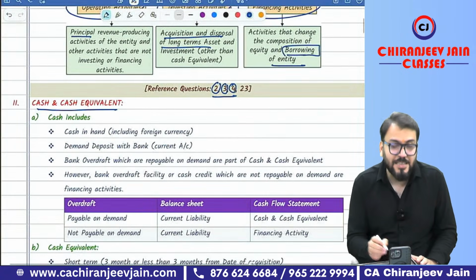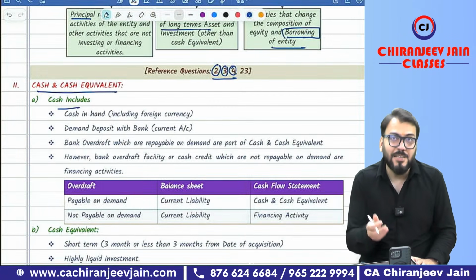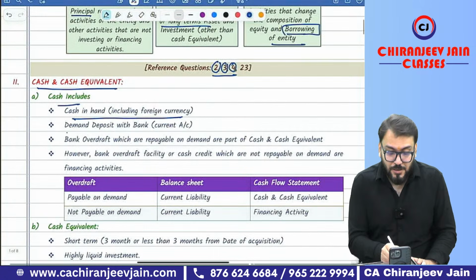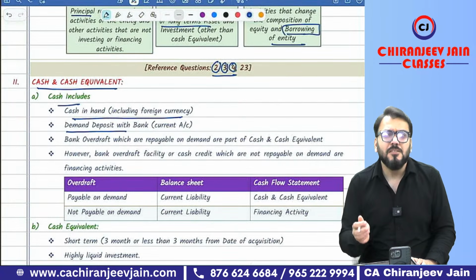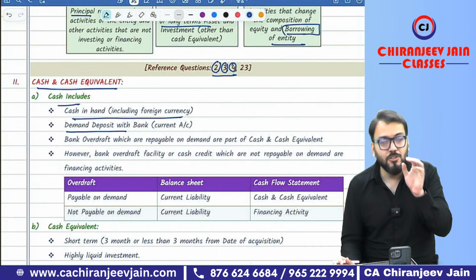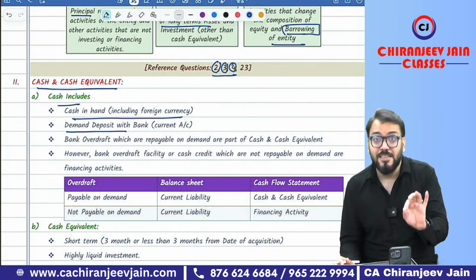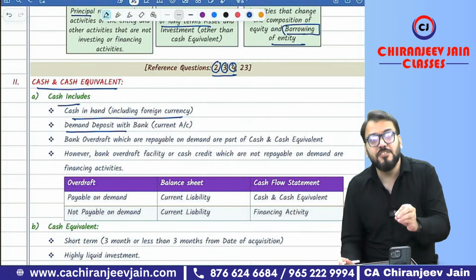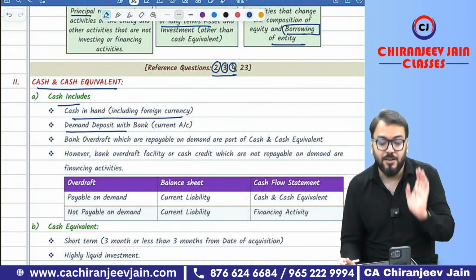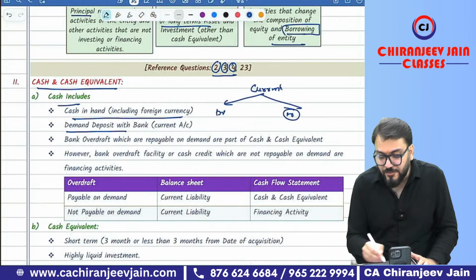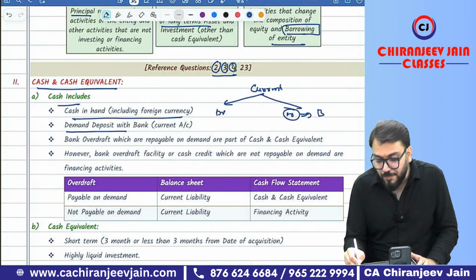So what is the meaning of cash and cash equivalent? Cash includes cash in hand, including foreign currency, and also any demand deposit with bank. Demand deposit is a current account. If you have any bank balance in a current account, that will be your cash. I am saying cash. Right now we are not discussing cash equivalent. So can I say cash means cash in hand and cash at bank in current account? But can I say a current account may have what? Debit balance. It may have credit balance also. If credit balance, we call it bank overdraft.